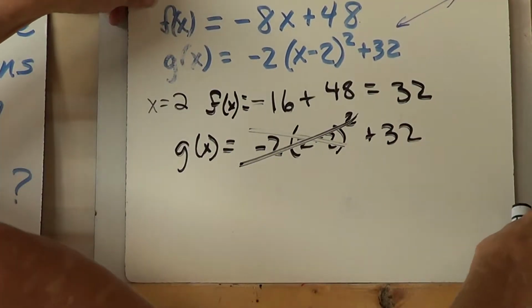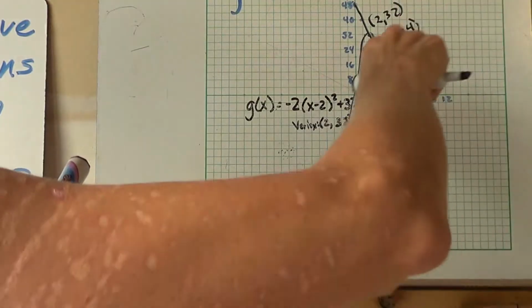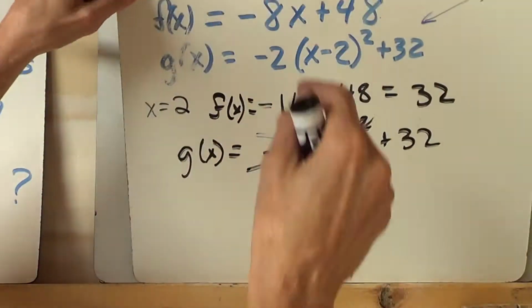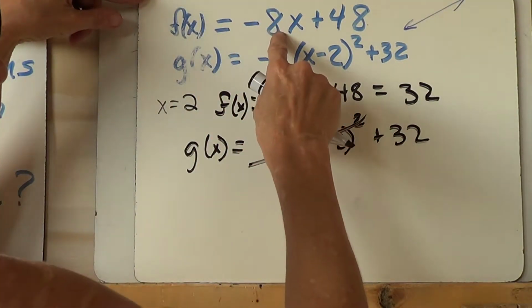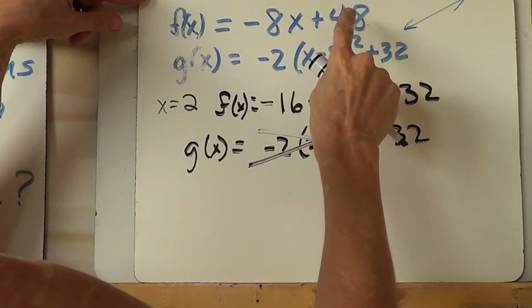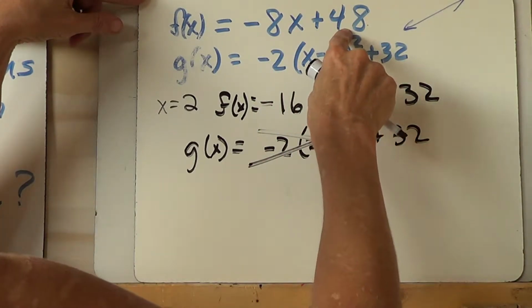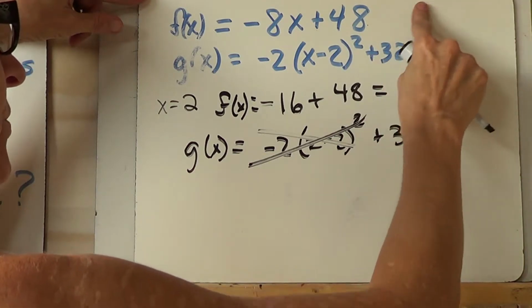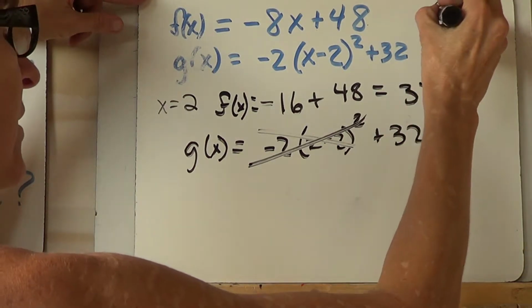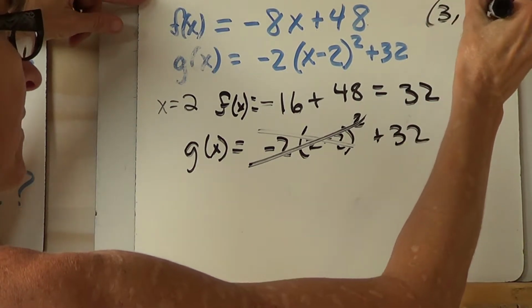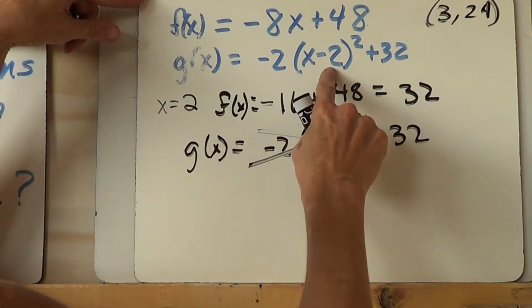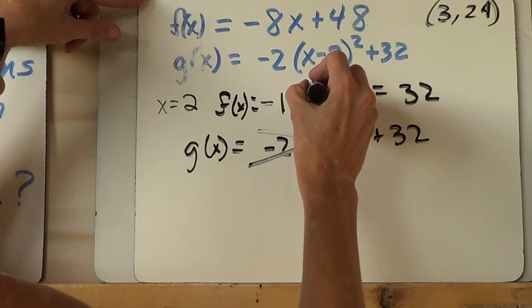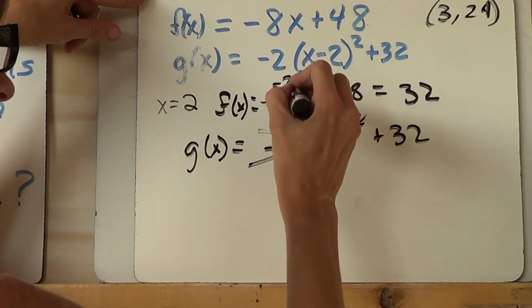Now we plug in 3. What should we get when we plug in 3? 24. 3 times -8 is -24, plus 48 is positive 24. So we do get 24 with 3 plugged in. Now we plug in 3 here. 3 minus 2 is 1. 1 squared is 1 times -2 is -2.